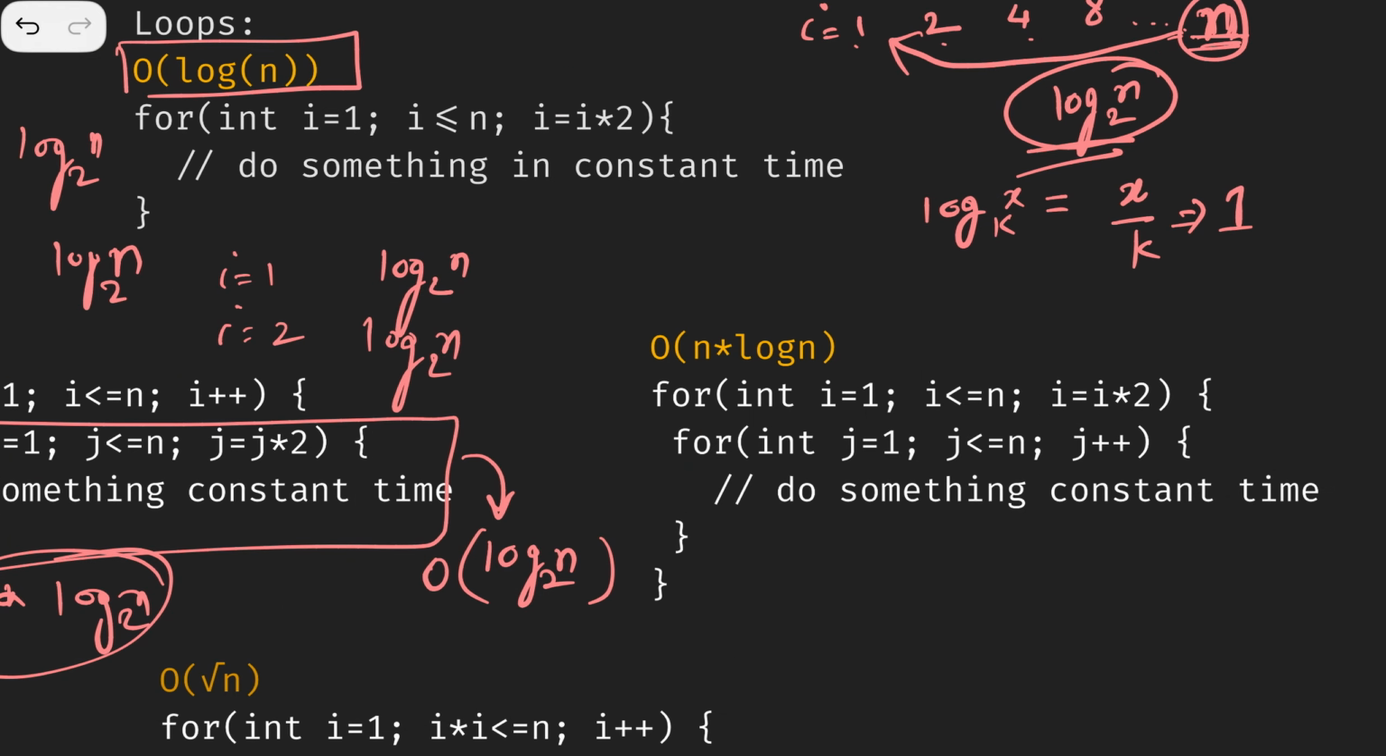On the right hand side we have something similar. Look at the inner loop. We have already seen j is starting from 1 going till n and is getting incremented one by one. So the time complexity of this inner loop is going to be O of n.